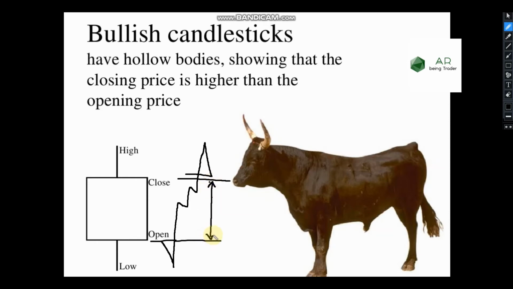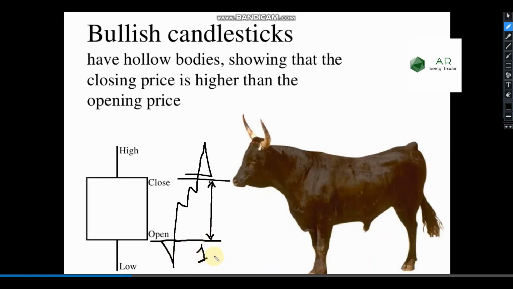This is completely a body, and these are wicks. Upper wick and lower wick. And this candle may vary from 5 seconds, 1 minute, 10 minutes, 1 hour, 1 week, 1 month, 1 year also. So this is a candlestick formation.